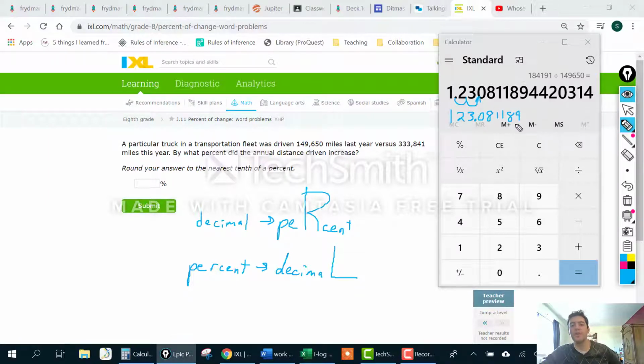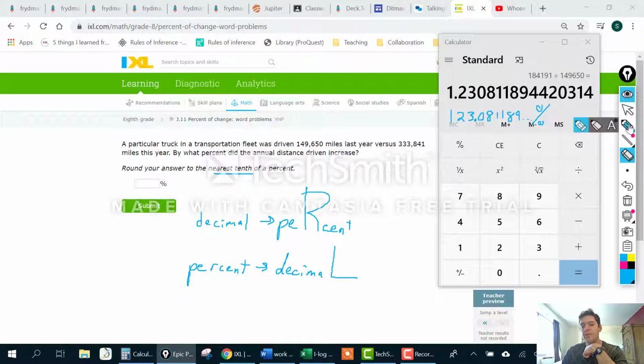123.081189, etc. percent. So this is in percent form. Here's where it's tricky, because a lot of students would get this number and they would say, okay, I need to round to the nearest tenth. So they would say to themselves, okay, so here's the tenths place, right? So this 2 is in the tenths place, and then this is a 3, so the 2 would stay the same. So my final answer would be 1.2, right?